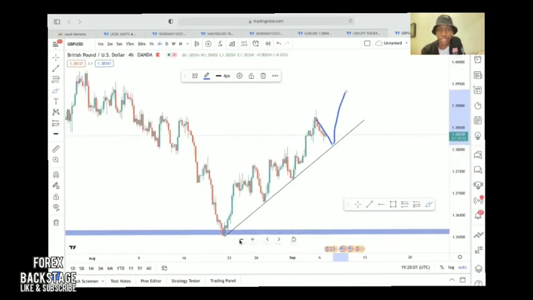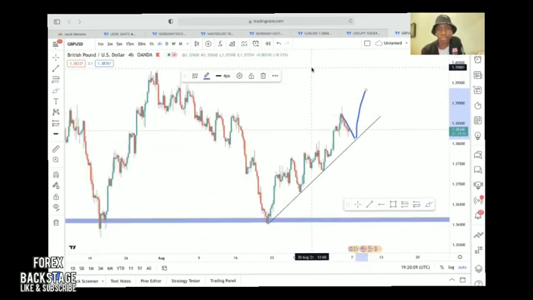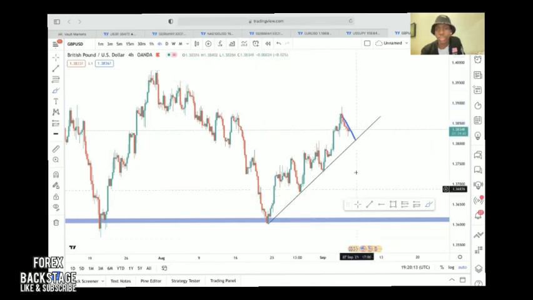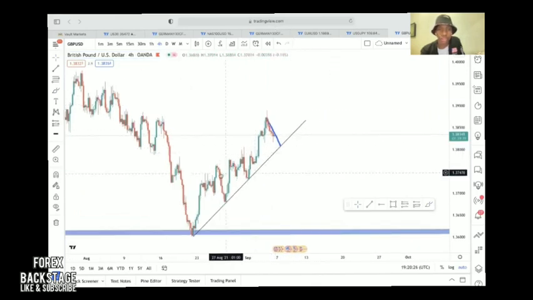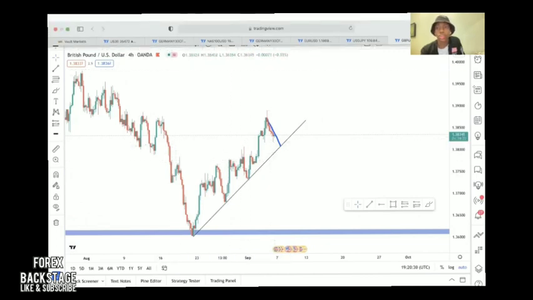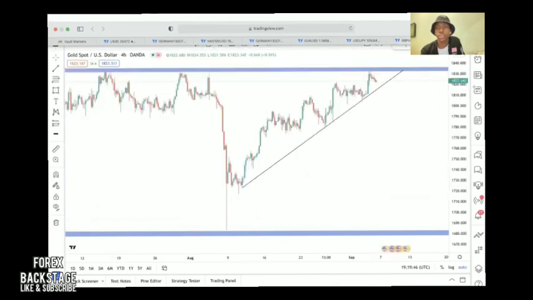That's the analysis. There isn't really anything else to it. We simply need to wait for it to retrace down to the trend line to create the fourth low. Yeah, I don't see anything else. So let's look at gold, the last one.